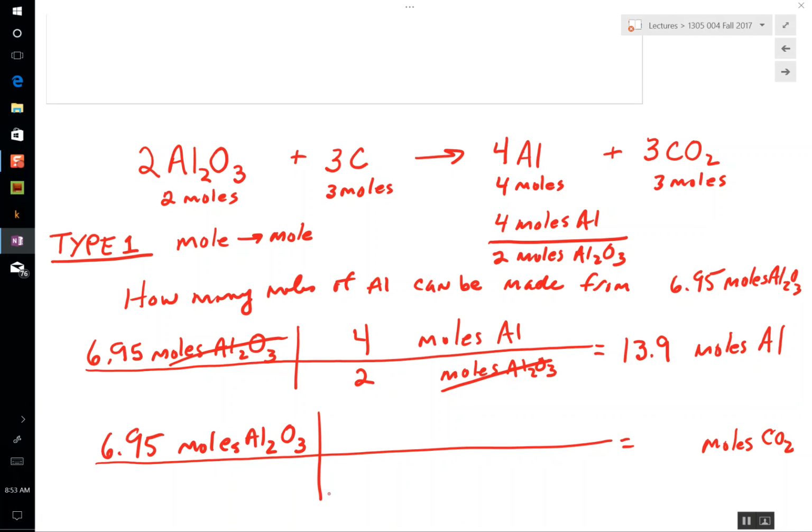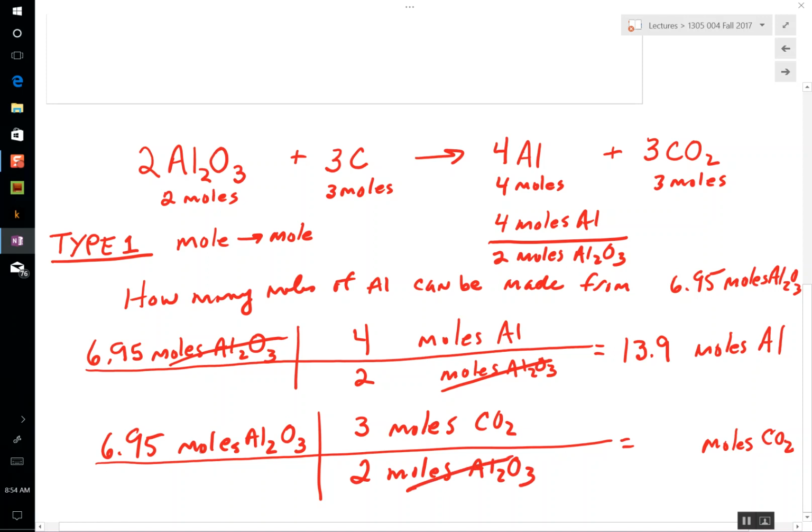I want to convert moles of aluminum oxide into moles of CO2. This is still this type of problem. We're going from moles of anything to moles of anything else in this chemical reaction. What should be up here? 3 moles of CO2. We want to get to moles of CO2 per what? Per 2 moles of aluminum oxide. Okay?